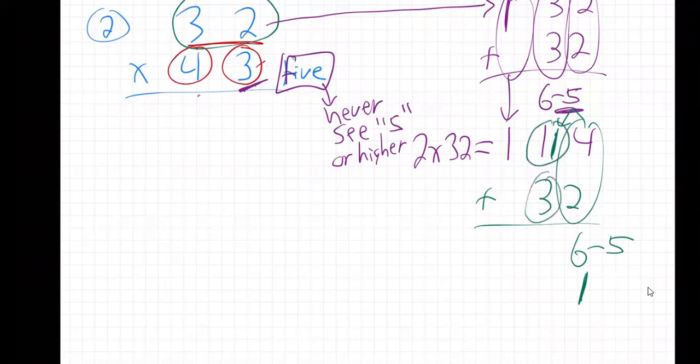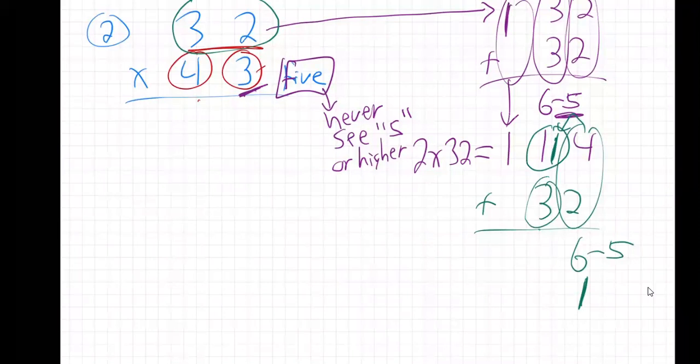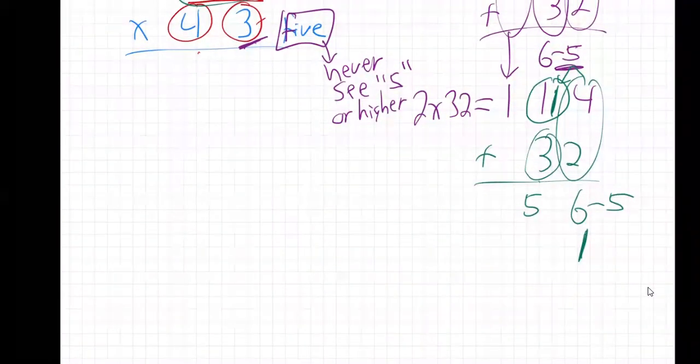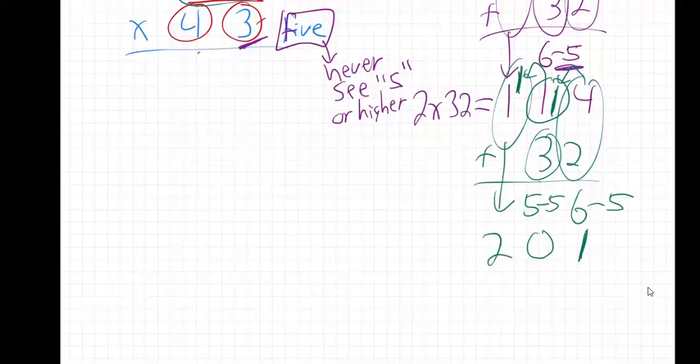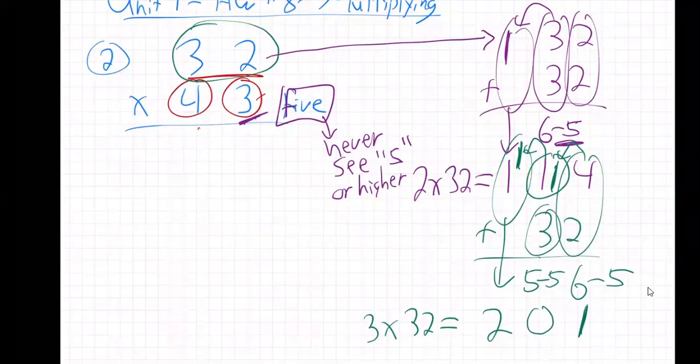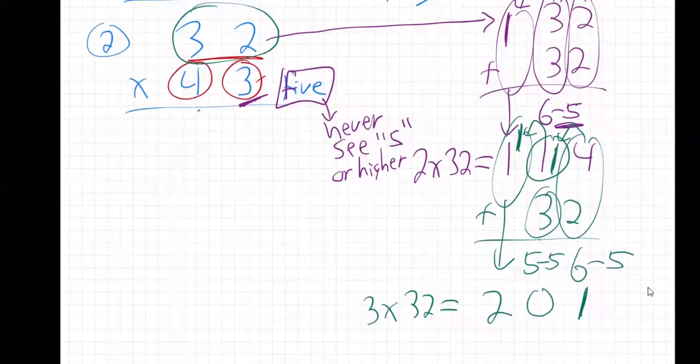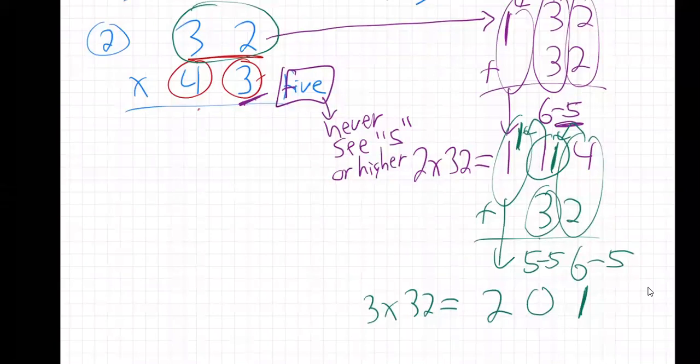1 and 1 and 3. Well, that's 5. Hold on here. That's 5, but we can't have 5 either. In base 5, we're never going to see a 5. So subtract 5 leaves us 0 and carry. And 1 and 1 is 2. So 201. Now what is that? That's 3 32s, isn't it? We've added 32 3 times so far. Everybody seeing that?